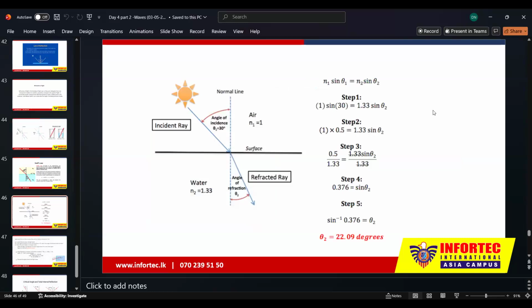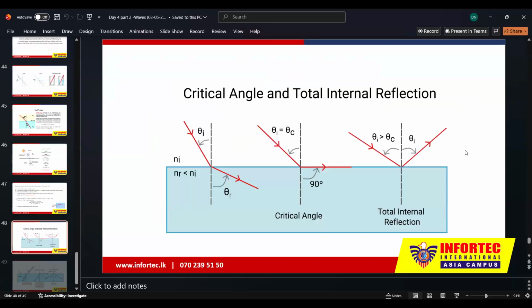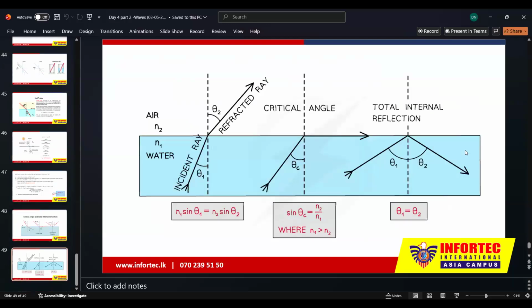Then one question is given: what is theta, or something like that. You can ask. Then you should remember Snell's law. Snell's law is how light refracts when passing from one medium to another with the refractive index. Then you should remember those parts only.